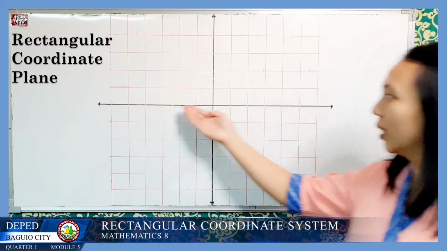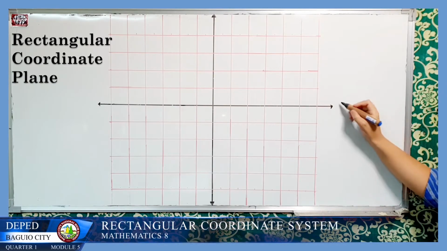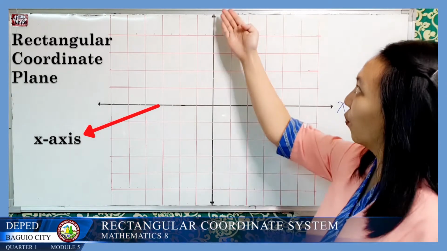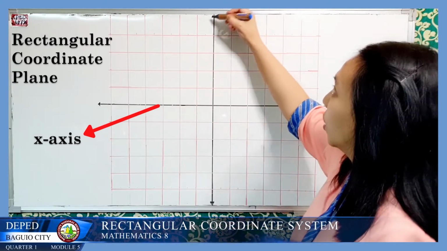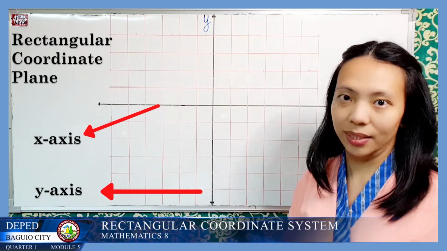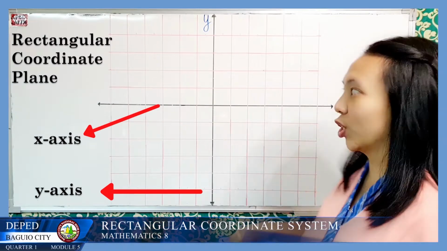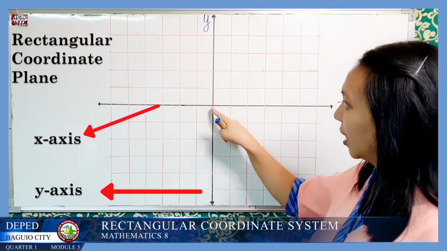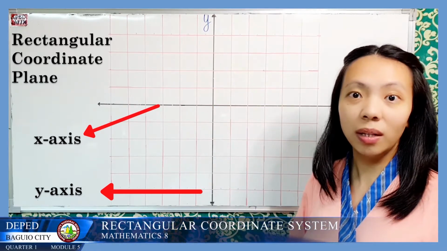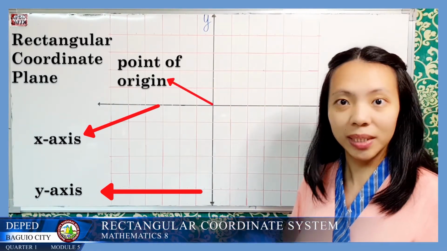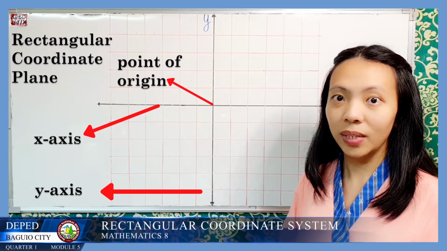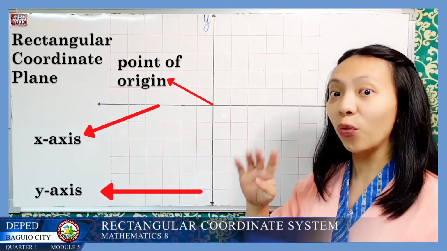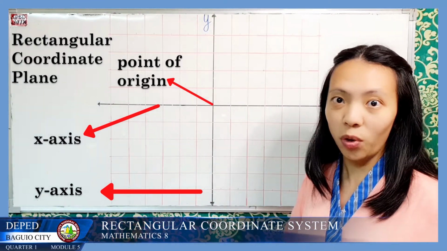The rectangular coordinate plane is composed of two axes. The horizontal number line is the x-axis, while the vertical number line is known as the y-axis. The intersection of the x-axis and the y-axis, this point here, is what we call the point of origin, or simply the origin.